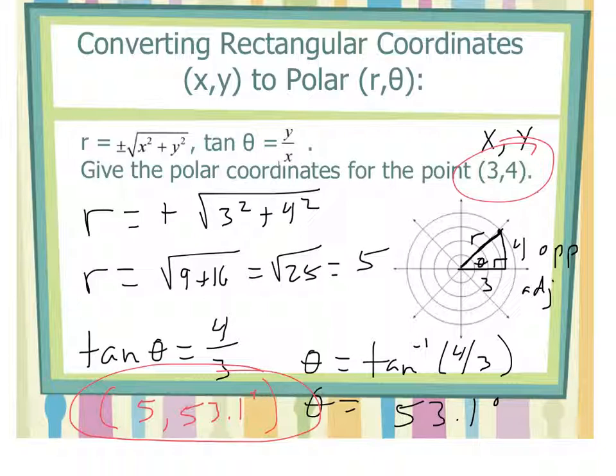Those 2 points are describing the same location, just in a different way. The first one is in terms of x and y. The second one is in terms of r and theta. If x is 3 and y is 4, it means that r must be 5, and theta, which is formed by those 3 sides, has to be 53.1 degrees.